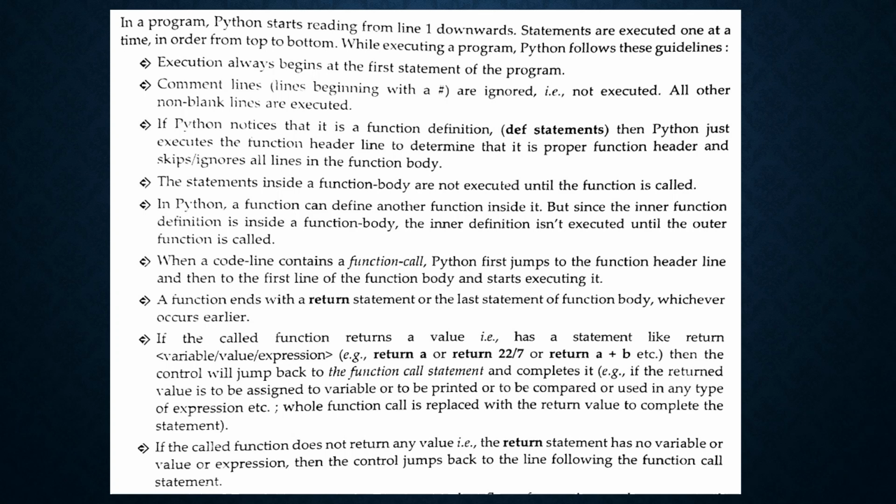If the called function returns a value, that is, it has a return statement, then the control will jump back to the function call statement and complete all other statements that are to be executed. If the called function does not return any value, that is, the return statement has no variable, value or expression, then the control jumps back to the line following the function call statement.